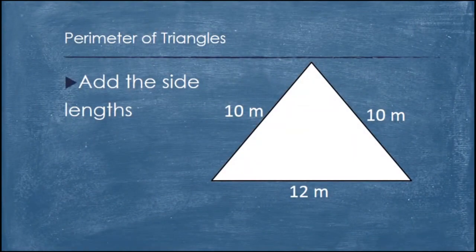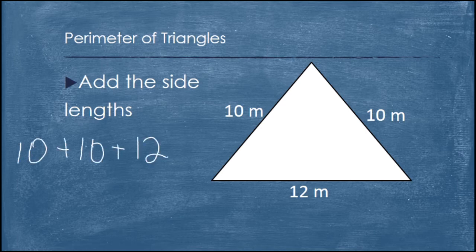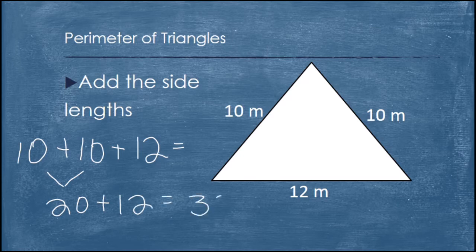For the perimeter of triangles, it's similar to the perimeter of rectangles, where all we do is just add the side lengths together. And so here we have three sides. So we're just going to add these together. 10 plus 10 plus 12 is going to equal, do order of operations, 20 plus 12 equals 32 meters.